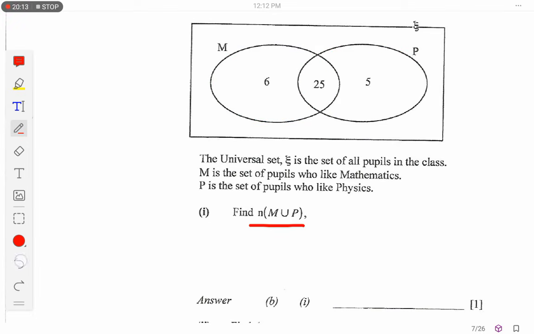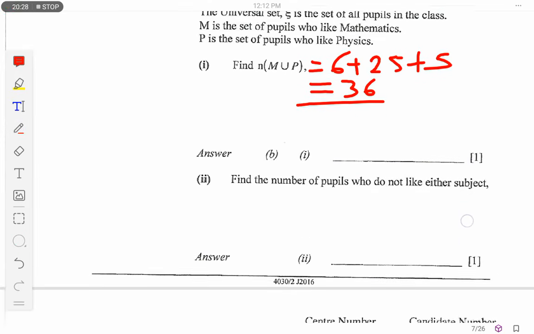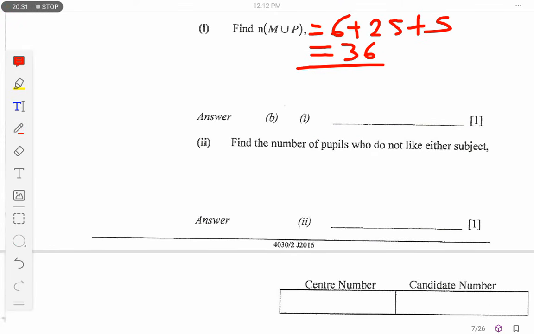So the number there is going to be equal to 6 plus 25 plus 5. So this is going to be 36. Okay, then let's move on to the next one. It's saying find the number of people who do not like either subject, who do not like mathematics or physics. We had 40 students. So the number of students who don't like maths or physics is going to be 40 minus those who want physics and maths, which is 36. So we get 4 there.